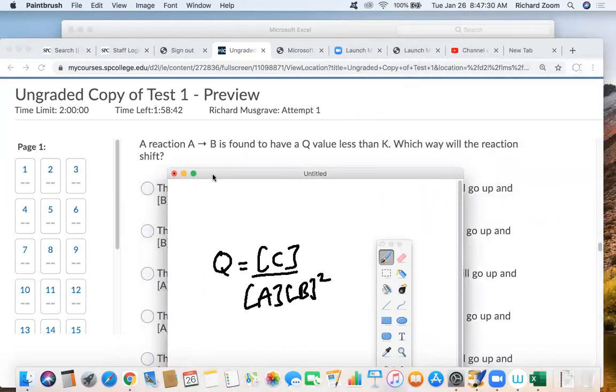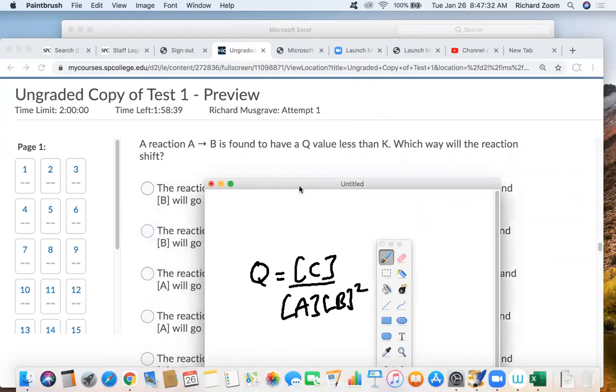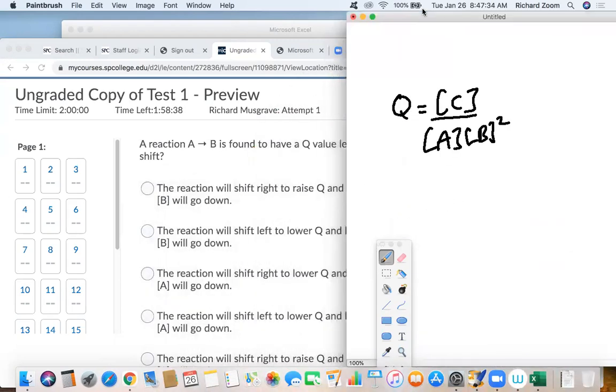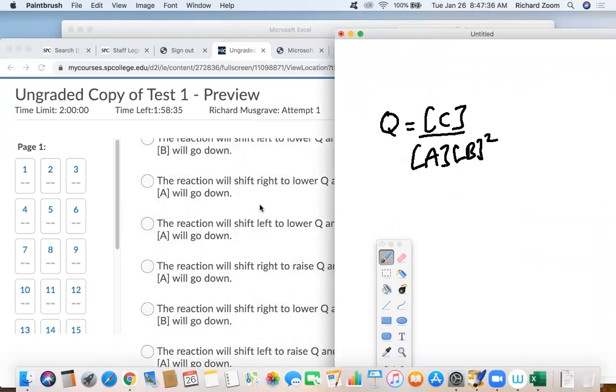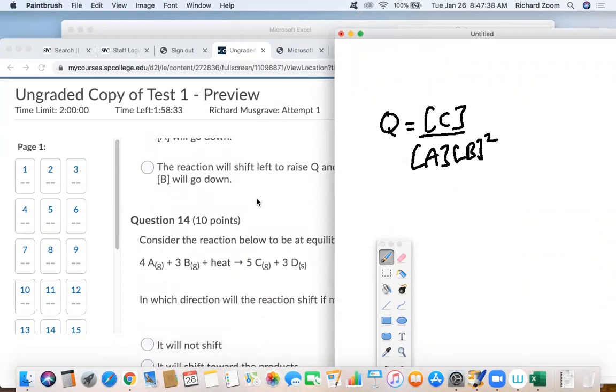If a reaction A to B is found to have a Q value less than K, which way will the reaction shift? Well, I'll get you to do that question on your own. You'll be able to figure that out.